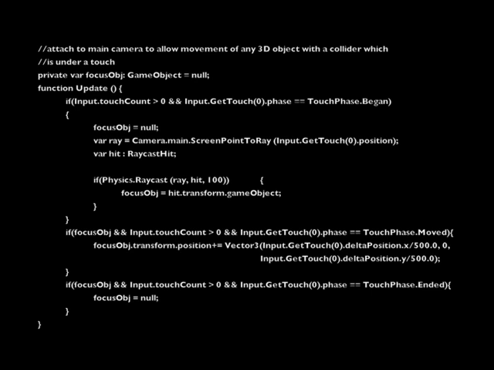Then when you move your finger on the screen, it uses the delta position of the finger move and applies that to the position of the 3D object, and that moves it around in 3D space. Then finally, when you stop touching the screen, the focus object becomes null, allowing you to pick up another object.